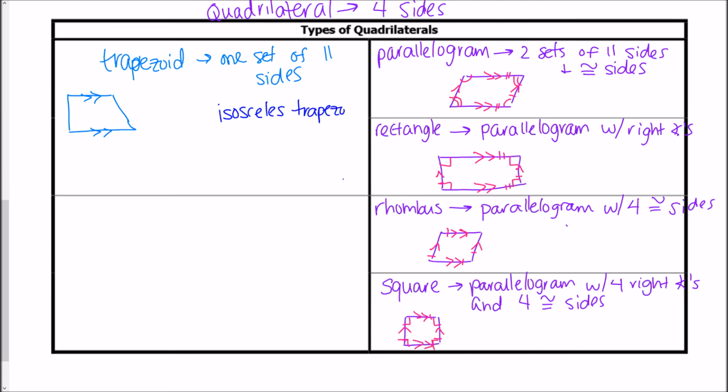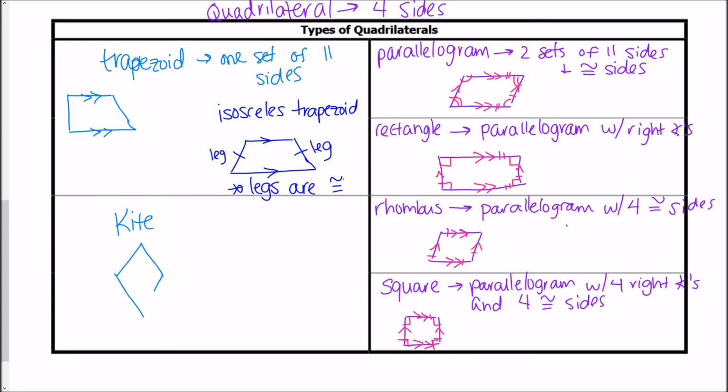And in an isosceles trapezoid, we still have 2 parallel sides right here. So this side is still parallel to this side, but we have 2 congruent legs. So this is called a leg, and this is called a leg, and the legs are congruent. Okay, this is a lot of information that you need to know for this unit. Okay, and then the last type of figure that I want to talk to you guys about is a kite. And we'll talk about kites more in detail later on, but the most important thing is that this side is going to be congruent to this side is going to be congruent to that side.